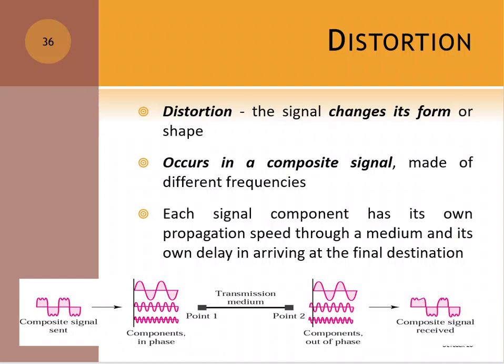And then distortion, the signal change its form of shape occurs in a composite signal made of different frequencies. Okay, distortion, perubahan dari segi bentuk. Each signal component has its own propagation speed through a medium and its own delay in arriving at the final destination. So, perubahan bentuk ni kebiasaannya berlaku pada composite signal. Kenapa? Sebab composite signal dia terdiri daripada signal yang pelbagai frekuensi. Jadi, bila perbezaan frekuensi tu, dia akan menyebabkan different propagation speed apabila melalui medium atau melalui kabel, dan setiapnya akan ada delay tertentu.